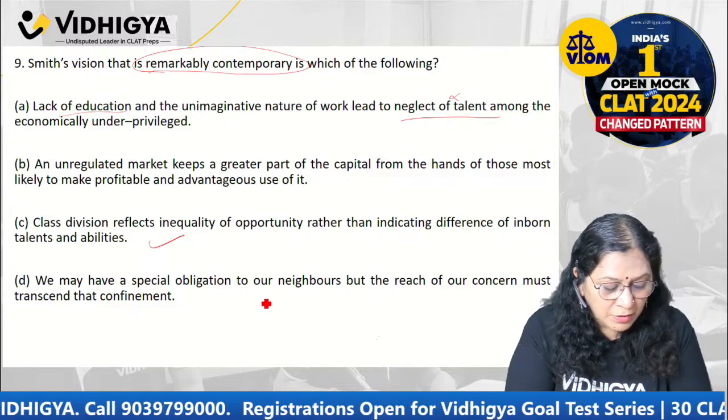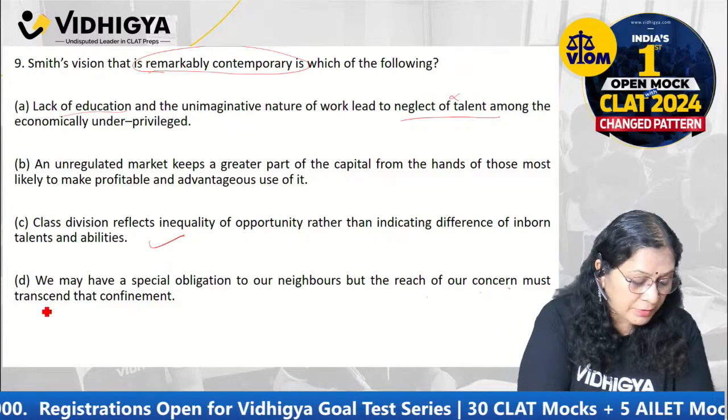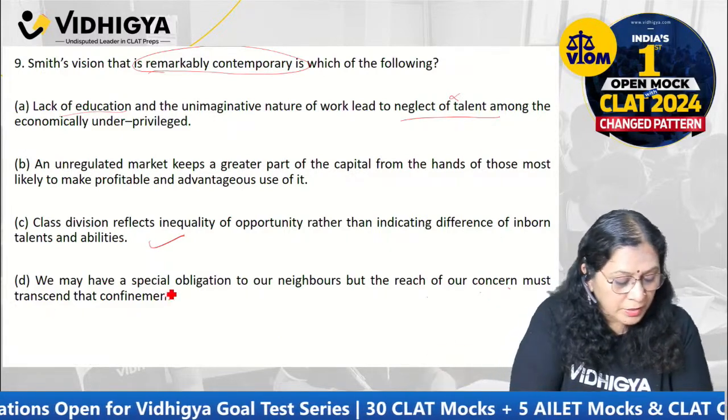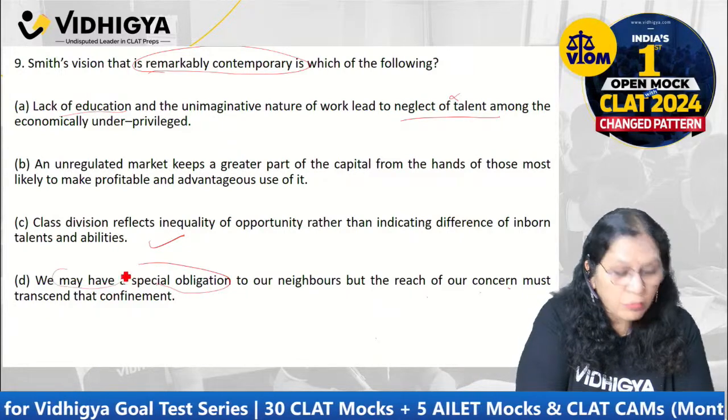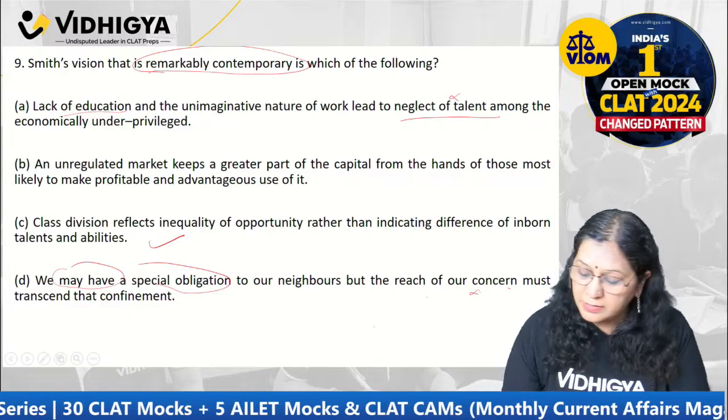And we may have a special obligation to our neighbors, but the reach of our concern must transcend that confinement. Transcend means to go beyond. ठीक है? Obligation होना चाहिए. We may have, हो भी सकता है. ठीक है? But then that is incorrect, and we have a better answer, that is C.